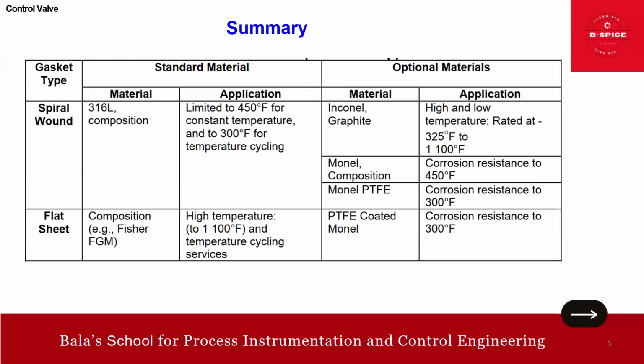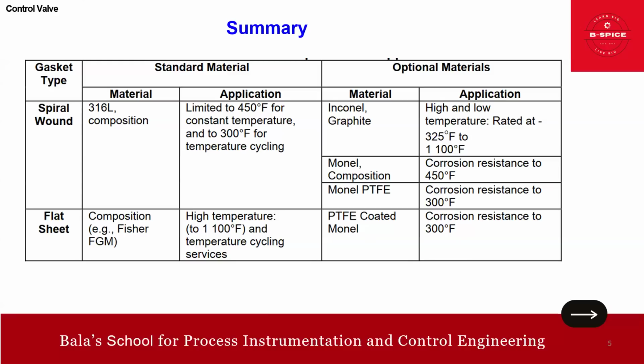The material is basically 316L composition. It is limited to 450 degrees Fahrenheit for constant temperature and to 300 degrees Fahrenheit for temperature cycling. You got it, friends? A spiral wound gasket is made of stainless steel that is filled with a composition material. The standard gasket material is limited to 450 degrees Fahrenheit and we can derate it to 300 degrees if the temperature cycles repeatedly. So that is a point.